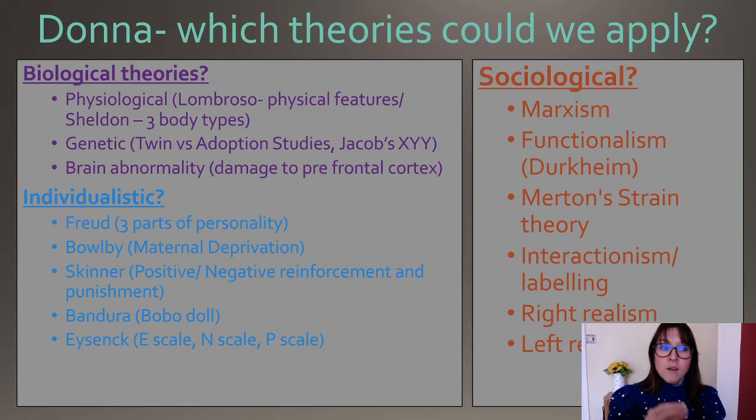Can you apply physiological, Lombroso or Sheldon, genetic or brain abnormality? Can you apply individualistic, so Freud, Bowlby, Skinner, Bandura or Eysenck to this? Or could you apply sociological, Marxism, functionalism, Merton's strain, interactionism, right or left realism? So could you now apply these different theories to Donna?